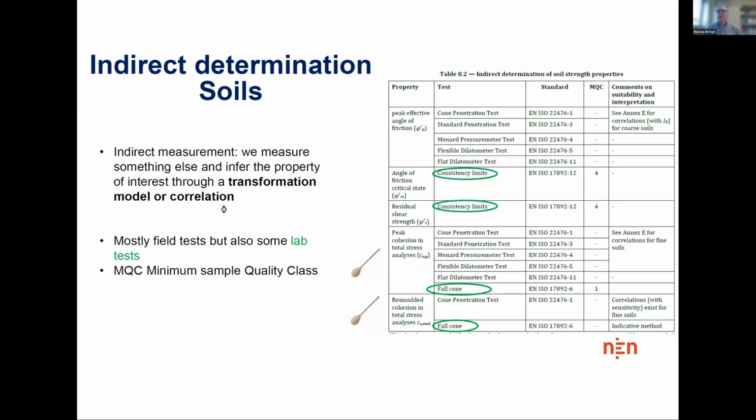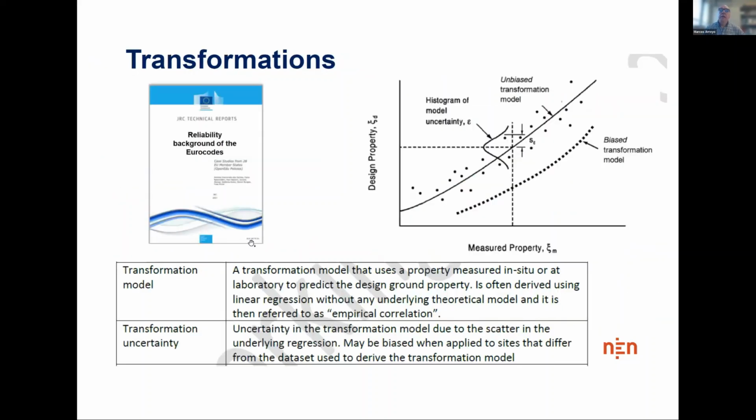I have taken that from one of the forthcoming guides that have been designed to help interpret some aspects of the second generation Eurocode. This one deals with many more things, reliability, background of the Eurocodes, like everything vaguely probabilistic is addressed in that forthcoming guide. And for instance, it has very useful definitions of what is a transformation model. It uses a property measured in situ or at laboratory to predict the design ground property. And sometimes we just call it empirical correlation if we're not up to date in the mores of academia.